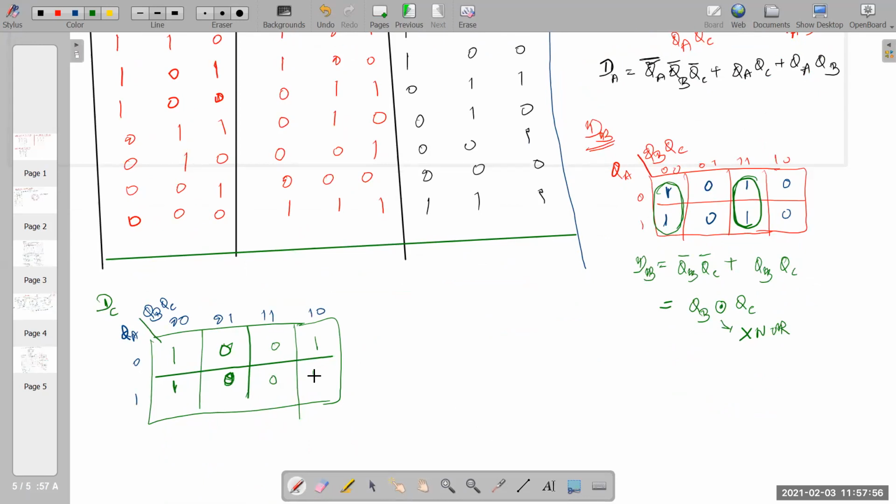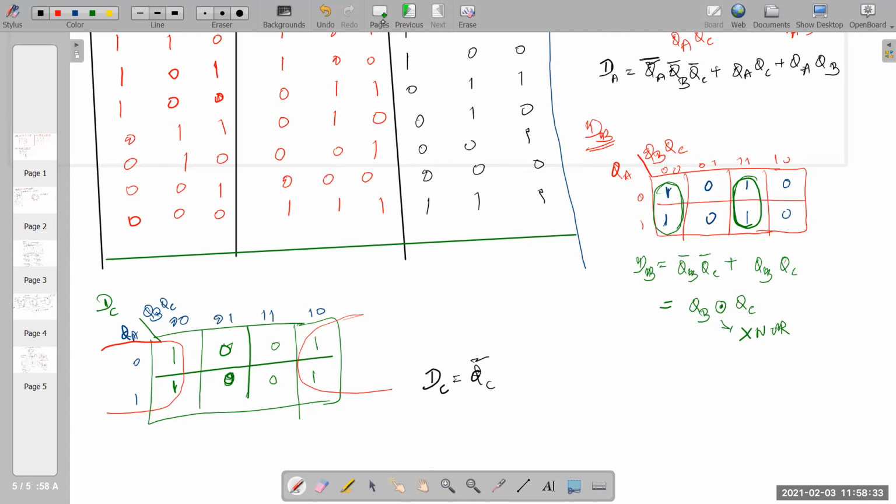Now, immediately our mind would be saying that I can group these two and these two. But I said many times, last column and first column are adjacent. So always go for the bigger group. So these two and these two can be grouped like this. Correspondingly, DC is equal to, there is nothing common in the left side. Here 0 is common, and 0 corresponds to QC bar. So DC equals QC bar. Okay, so we got the expression for DA, DB and DC.